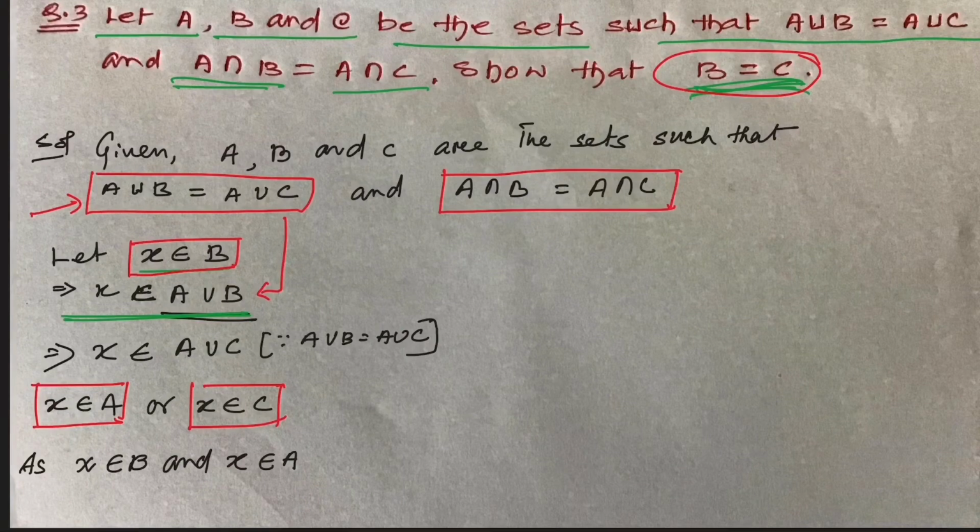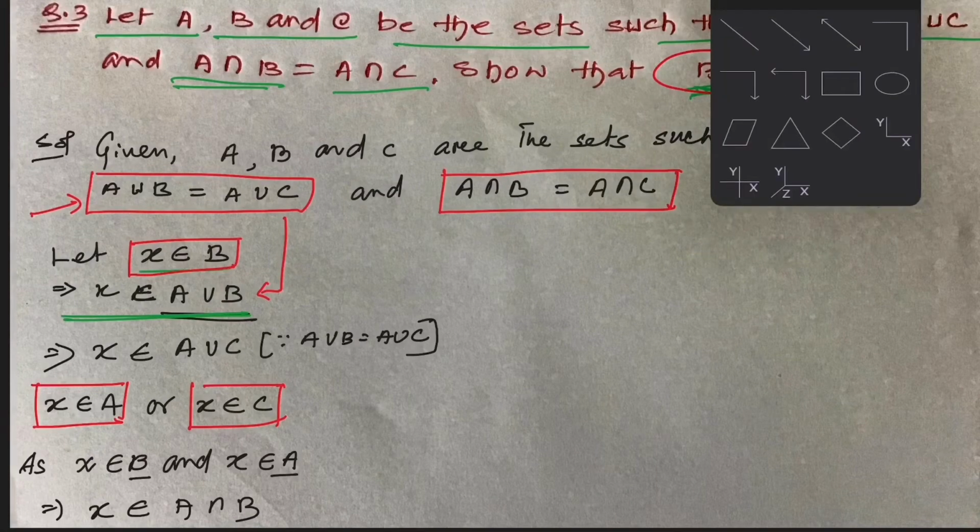Okay, so if x belongs to B and x belongs to A, that means x belongs to both B and A, then we can say x belongs to B intersection A, or you can say A intersection B.